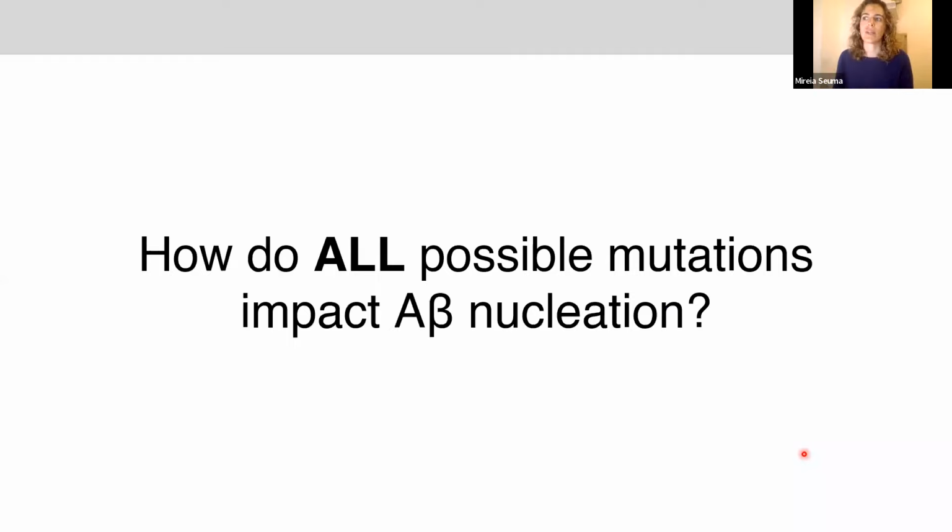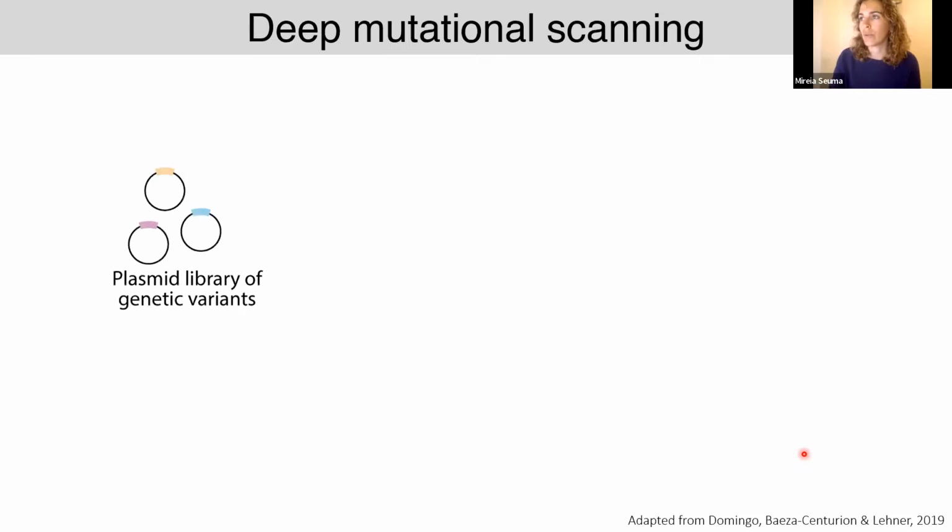So here we asked ourselves, do we have a way to test all possible mutations and not only the ones that are associated with disease? How do they impact amyloid nucleation? And to do so, we are using a technique called deep mutational scanning, which allows us to test thousands of sequences in parallel in one single experiment.